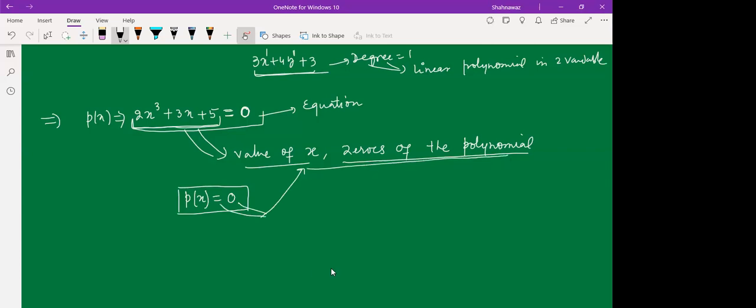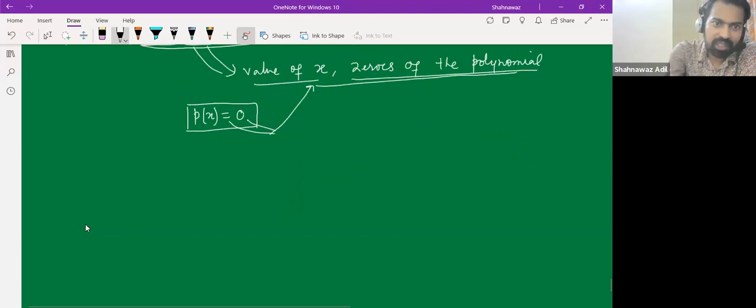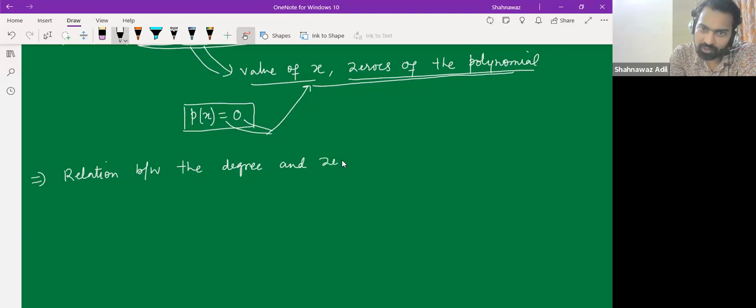Okay, so before I talk about the zeros of the polynomial, there is a relation between the degree and the zeros of the polynomial.